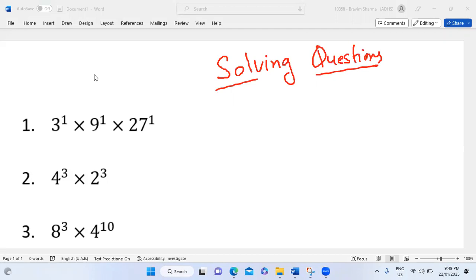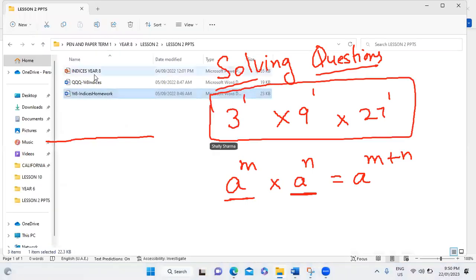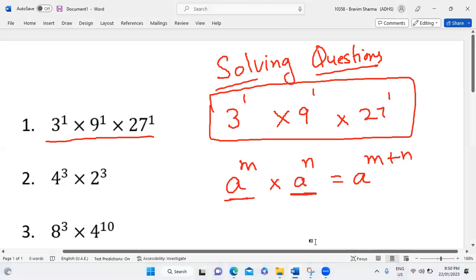So if you look here, we can see one question is given as 3 raised to the power of 1 times 9 raised to the power of 1 times 27 raised to the power of 1. Now the question is, I told you many laws and when I was explaining the first law of indices, a to the power m times a to the power n is equal to a to the power of m plus n, I kept saying that the bases should be the same. But now what if the bases are not the same? Though it is not applicable every time, most of the time this is applicable.